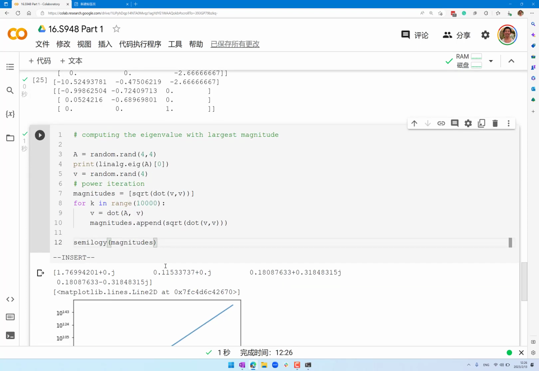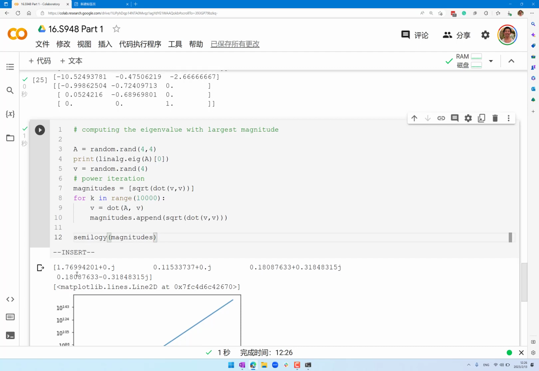Okay, so here we can see that the eigenvalues are computed. We actually get two real numbers and a complex pair. And it does look like this real number has the largest magnitude. The complex pair has a magnitude that looks like less than 1, and the 1.7 is the one we are really interested in.